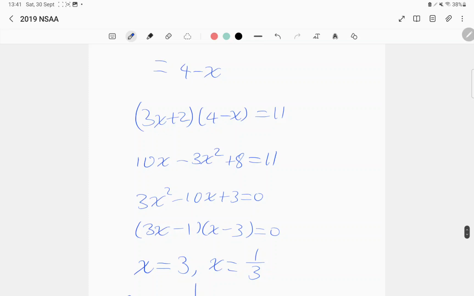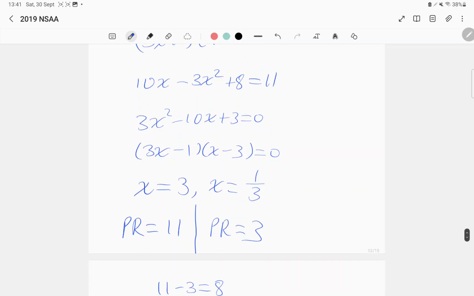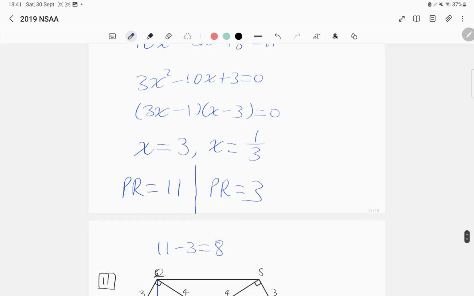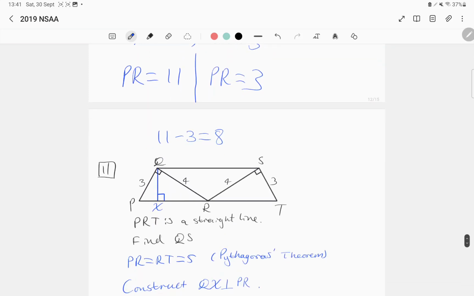Therefore, 10x - 3x² + 8 = 11. 3x² - 10x + 3 = 0. (3x-1)(x-3) = 0, so x equals 3 and x equals 1/3. These give values for PR as 11 and 3. 11 minus 3 equals 8, and that is the answer.